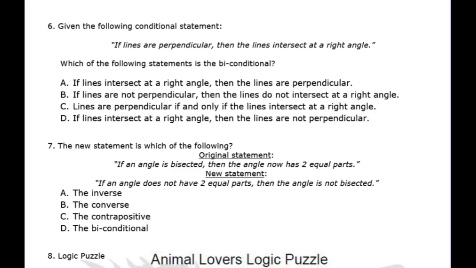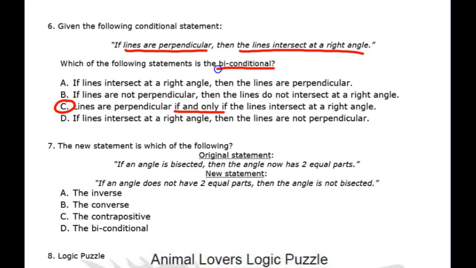On number 6, given the following conditional statement, if lines are perpendicular, then the lines intersect at a right angle, which of the following is the biconditional? Remember, biconditional is if and only if. So we're going to write this statement, if and only if, this statement. The only one I see that does that would be letter C. If and only if, right in the middle there.